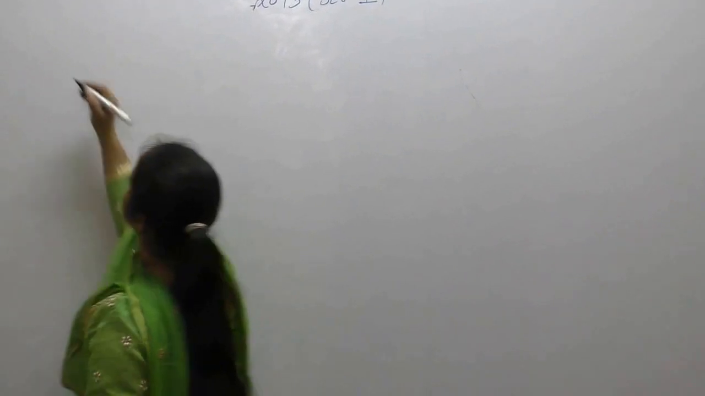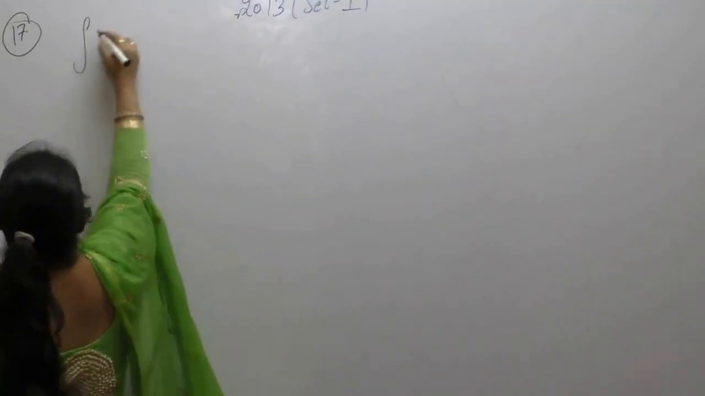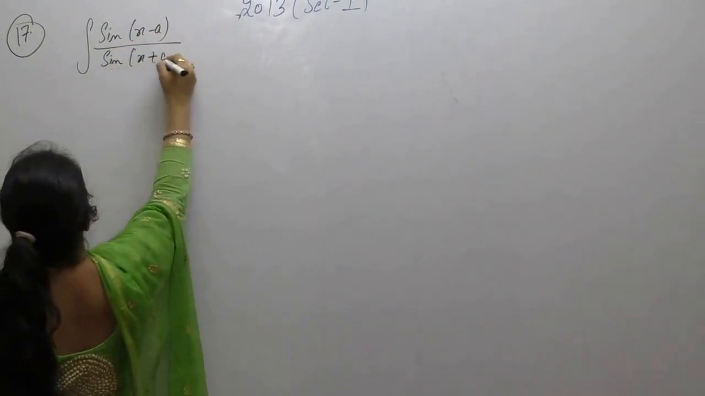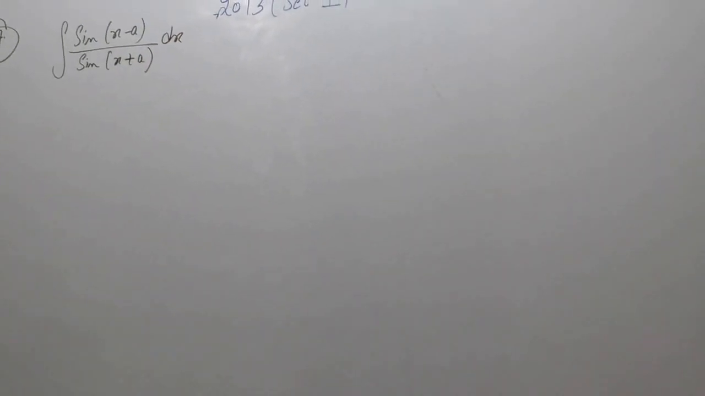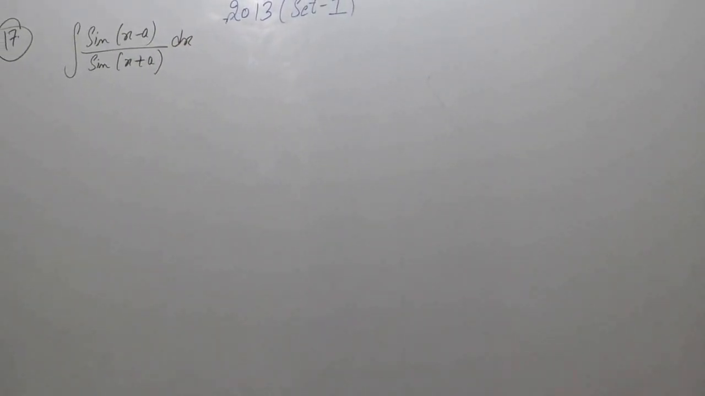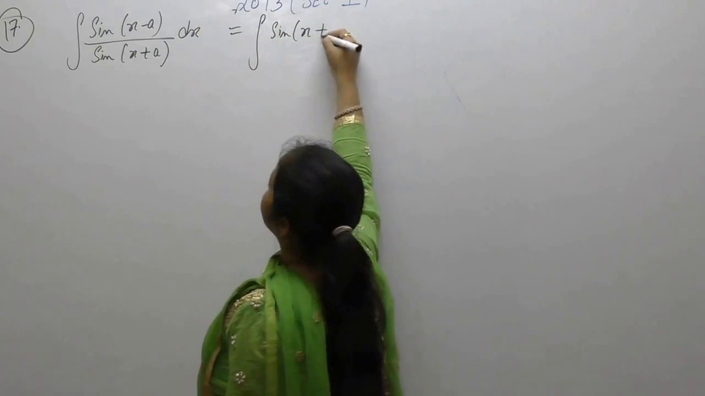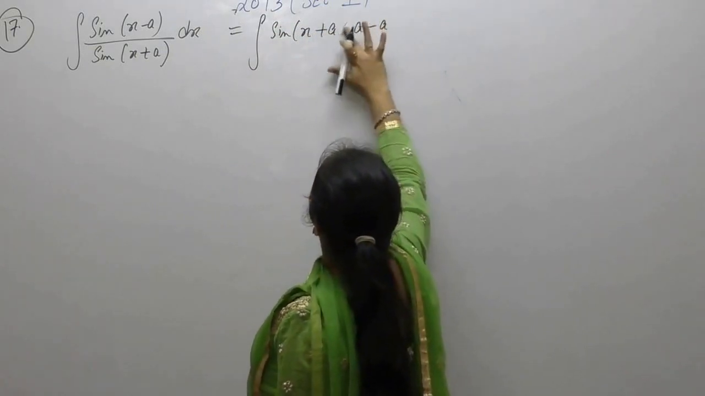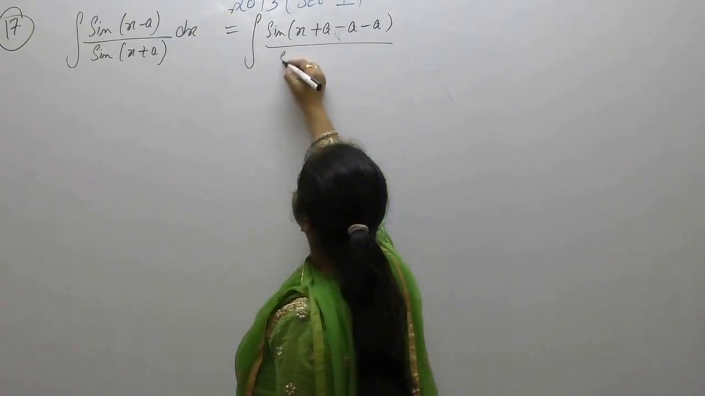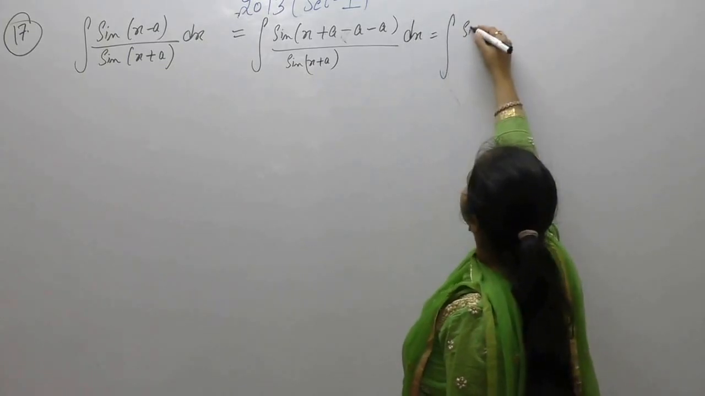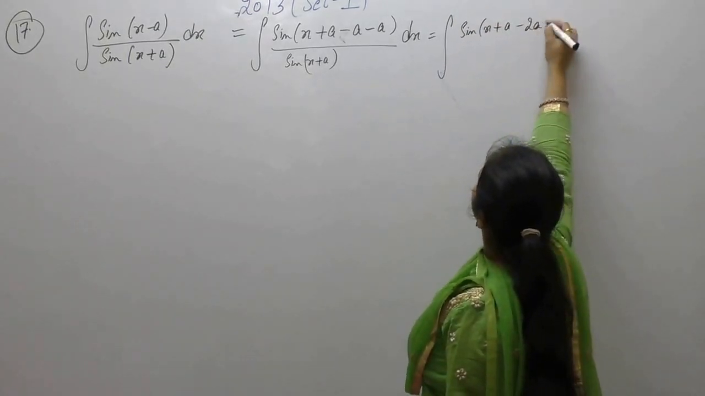Now the next one is: evaluate the integral of (sin x minus a) upon (sin x plus a) dx. We can write this integral as, in the numerator, add and subtract a: sin(x plus a) minus 2a.